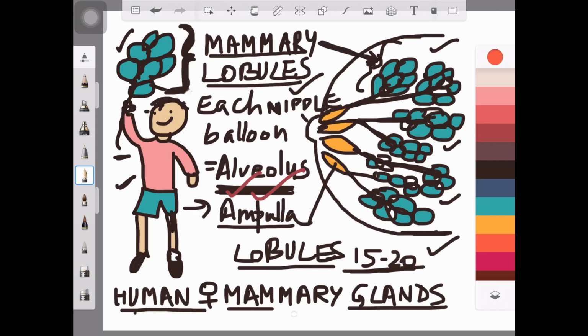And what about the area around? The area around that you see, I've shown in pink here. All this area is the fatty tissue. That means the mammary gland is made of two main things. What? The lobules plus the fatty tissue.